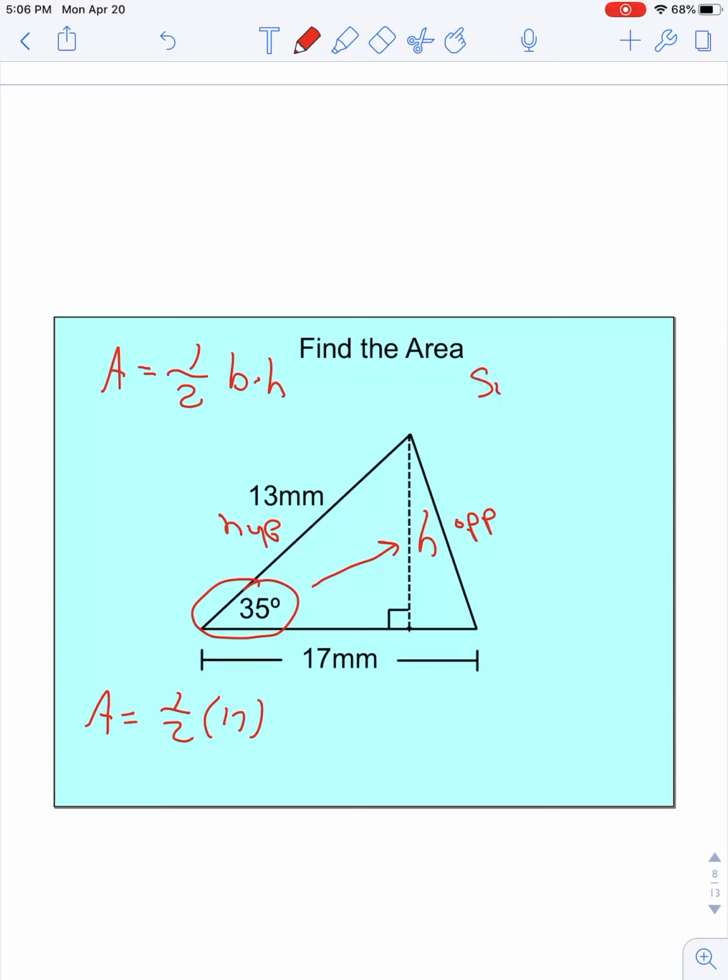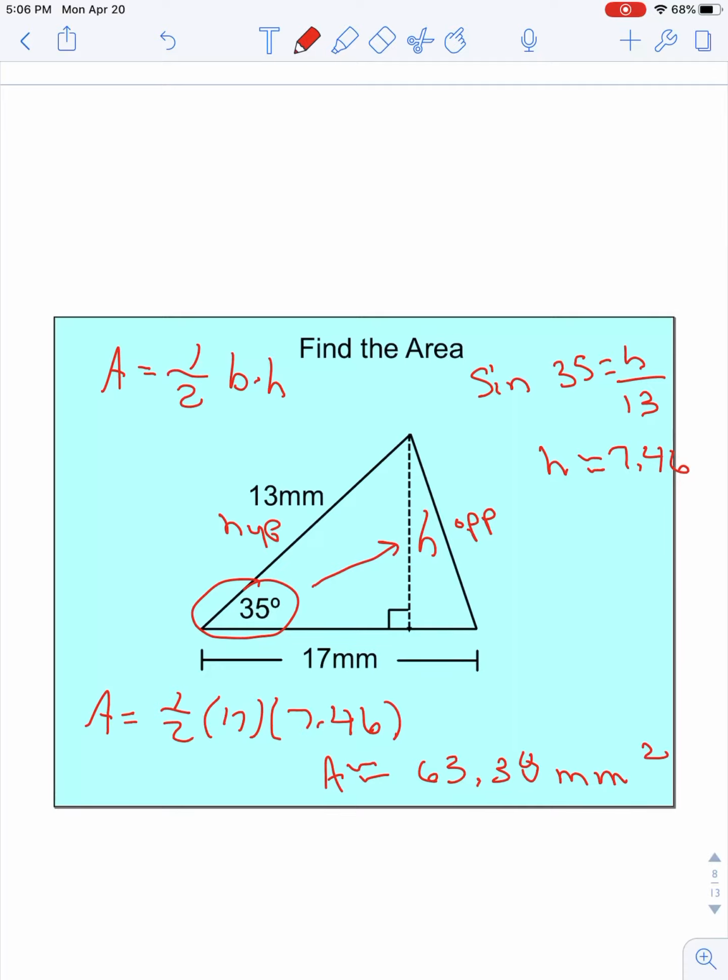So again, you set up your ratio of the sine of 35 equals your height over 13. And when I solve, that gives me a height of approximately 7.46. So now I go ahead and put that in here for my height, and that gives me an area. Again, it's not going to be exact, but approximately 63.38 millimeters squared.